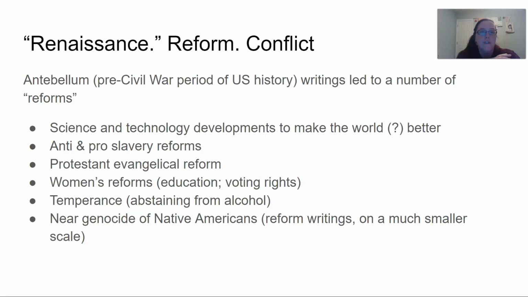Then we have our second to last section. This is probably the longest section of our textbook, and it uses tons of examples to prove the points that it's trying to make. It's titled Renaissance, Reform, Conflict. One of the words that gets tossed around a lot in this part of our text in the introduction is antebellum.